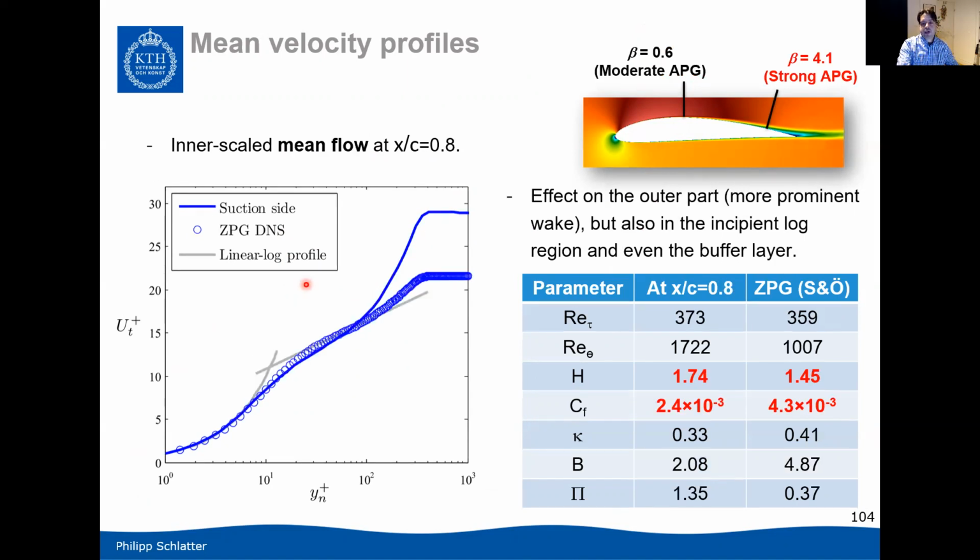And then if you increase the pressure gradient, you have an even more extended wake region. And here you can also see that the shape factor is increasing compared to what you would expect for a zero pressure gradient case at similar conditions. So this is something that you would expect from an adverse pressure gradient case.